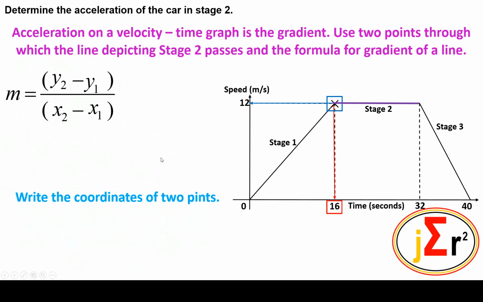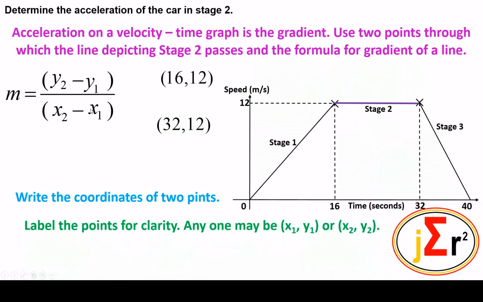The first one we have right there, and we are taking a look at its coordinates. Let's go. This is our first point. The x value is 16. The y value is 12. The second point, 32, 12. And we have the formula for gradient right here.